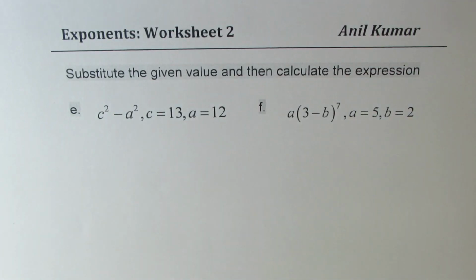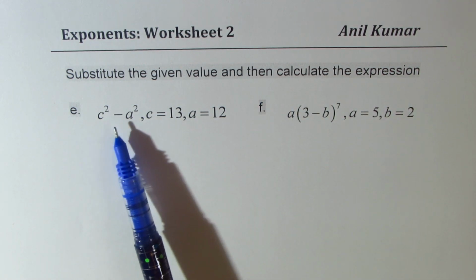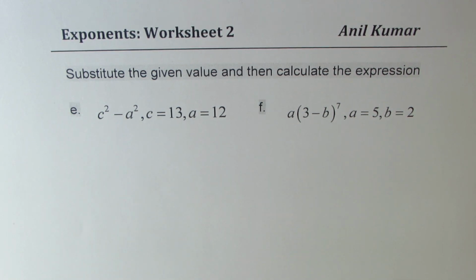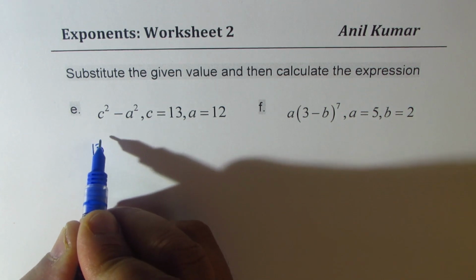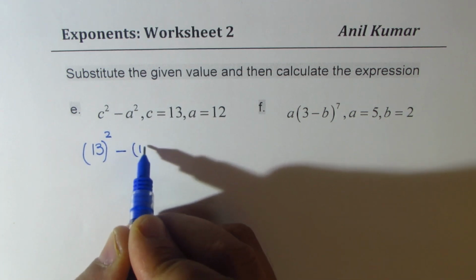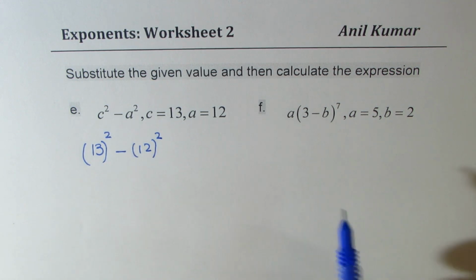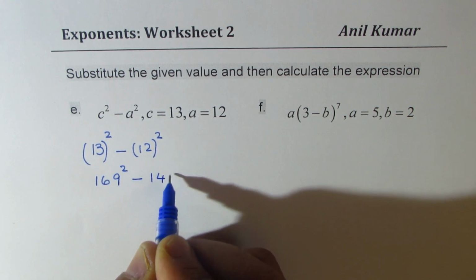So let's do the last two examples for worksheet 2. Substitute the given value and then calculate the expression. c squared minus a squared, c equals 13, a equals 12. These are very important formulas which will help you further. That's the whole idea. Now c is 13, so let's write down 13 for c, using brackets: 13 squared minus a squared, which is 12. Now 13 squared is 169. So it is 169 minus 144.